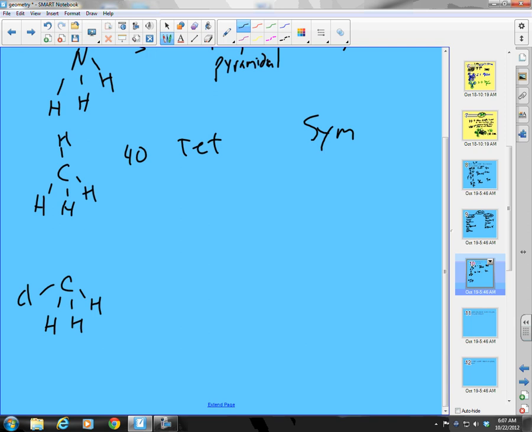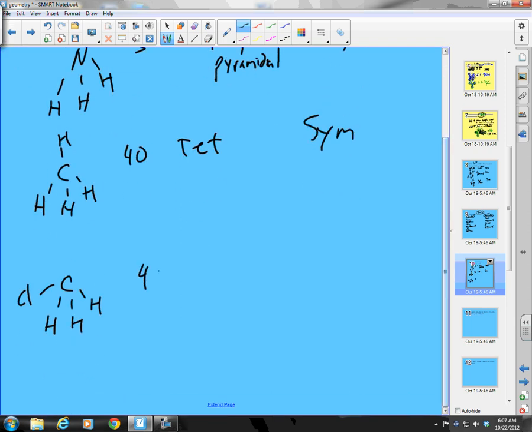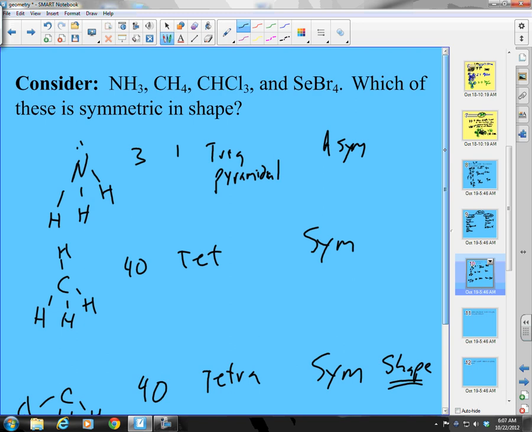CHHHCl. Once again, that is what? That's a 4-0. So it is a tetrahedral in shape, right? And so that means it is symmetric. The shape is symmetric. And you notice I am emphasizing shape here, which means, hey, I'm going to drop another shoe in a few minutes, right? Good. And when we go up here, what's the last one?